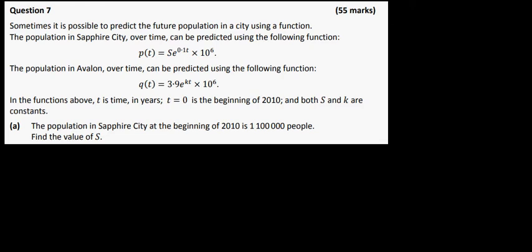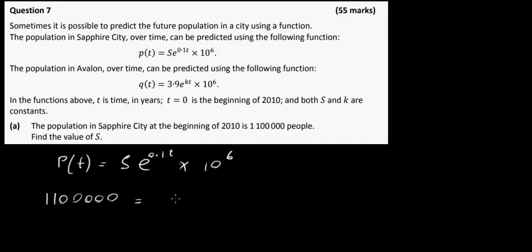Okay, so let's just write down, we're just talking about Sapphire City here, so let's write down the function. So it's P of t is equal to s, which we have to find, e to the power 0.1 times t, by 10 to the power of 6. Now we're told that the population is 1,100,000, and that's equal to s e to the power 0.1 times, now t at this stage is 0. This is in 2010, so time is equal to 0. They tell you that here, and we've got to multiply that by 10 to the power of 6.